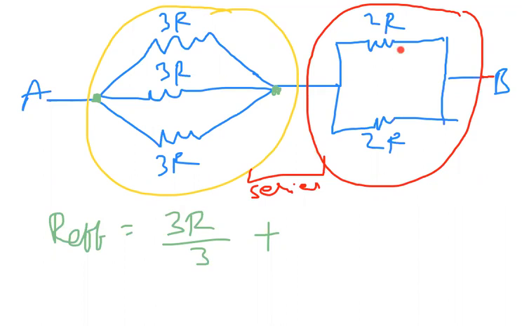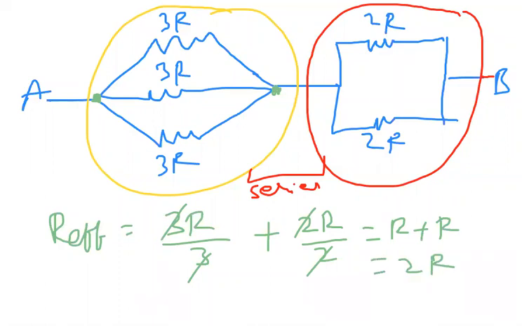So now 2R, they are parallel. 2R parallel means 2R by 2. So from here, first 3 cancels 3, 2 cancels 2. R plus R is equal to 2R. I can write the expression as 2R. I hope it is clear how I handle this situation.